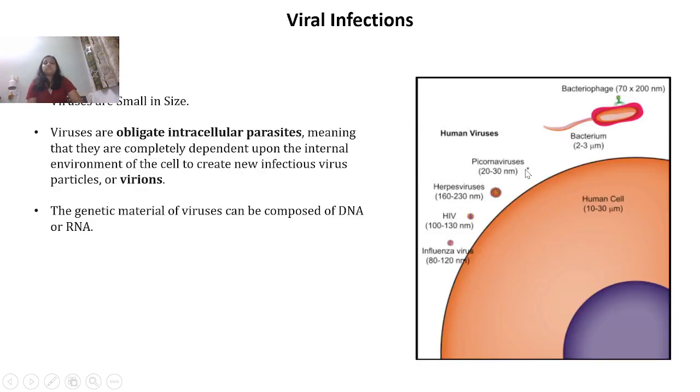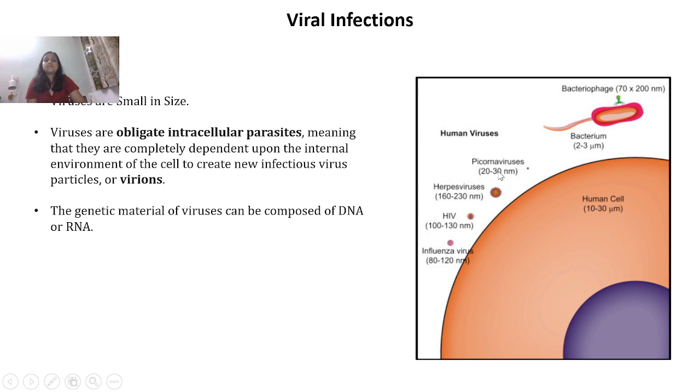In human viruses, you can understand it is smaller than the bacteriophage also. This is 20 to 30 nanometer picornavirus. It's much small. Then hypervirus is a little bit bigger, 162 to 30 nanometer. And HIV 100 to 130 nanometer. Then influenza virus 80 to 120 nanometer. So this much small compared to the human cell, which is 10 to 30 micrometer. So we cannot see the viruses with our naked eye. We have to use some highly specialized microscope to see them.